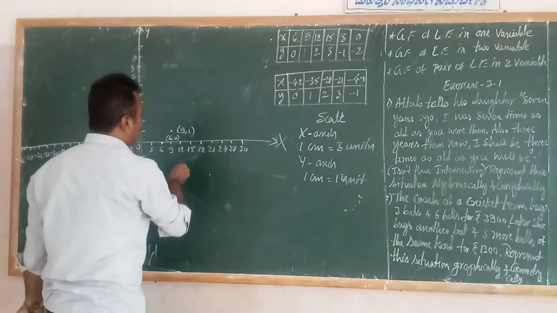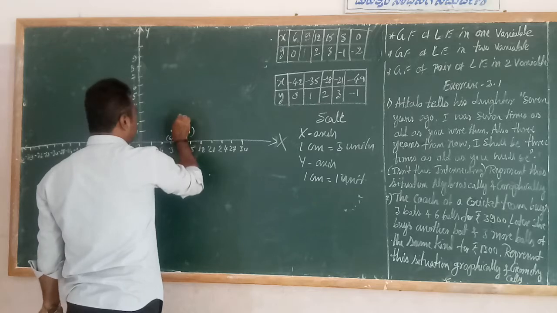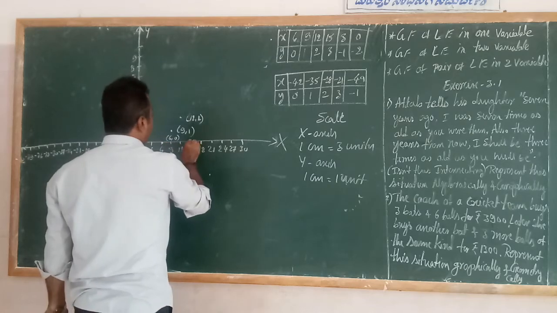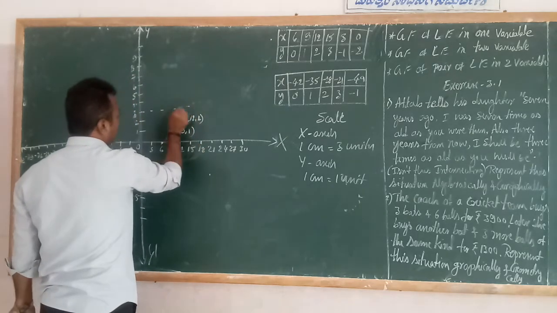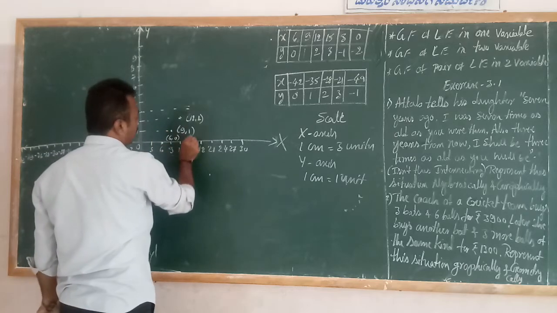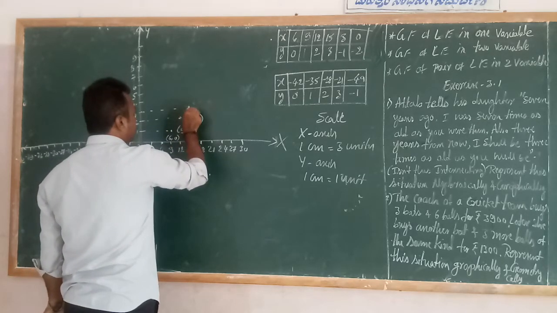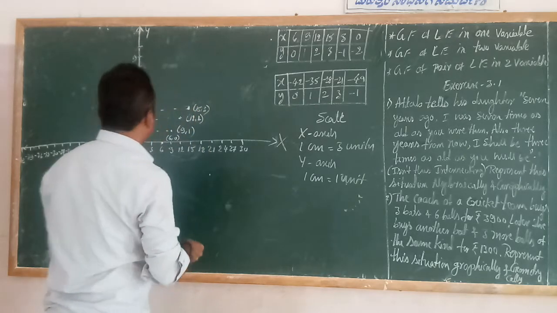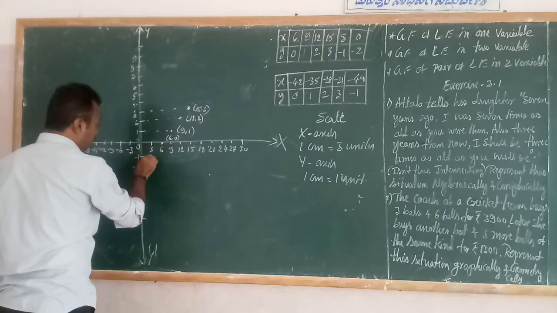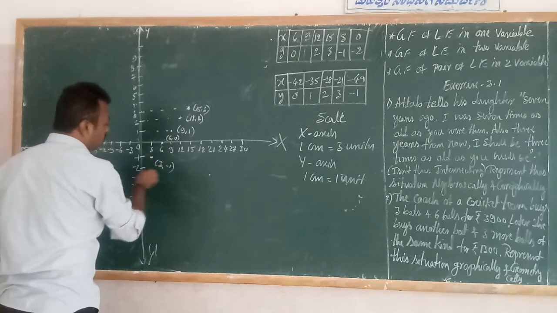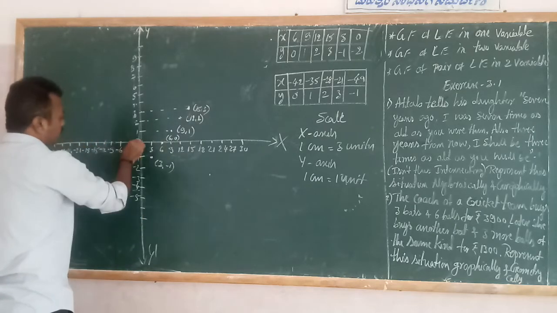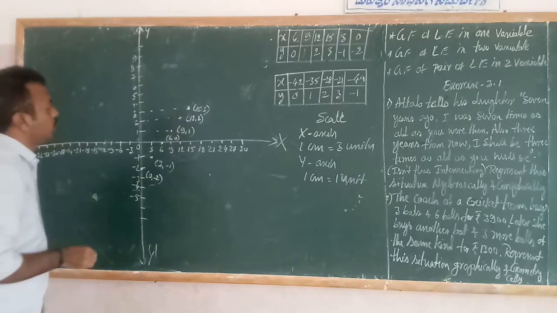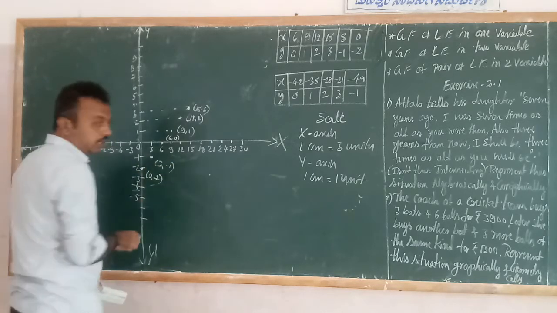Next 12, 2. This is 12 and this is 2. Next 15, 3. This is 15 and this is 3. Correct? You understand? This is the third point, so that is called 15, 3. Next 3, -1. You should come here. 3, -1. And 0, -2. This is 0 and this is -2. So 0, -2. Okay.